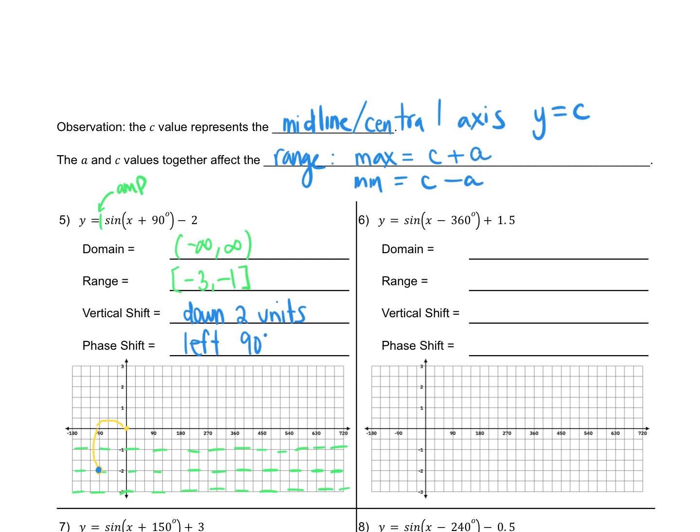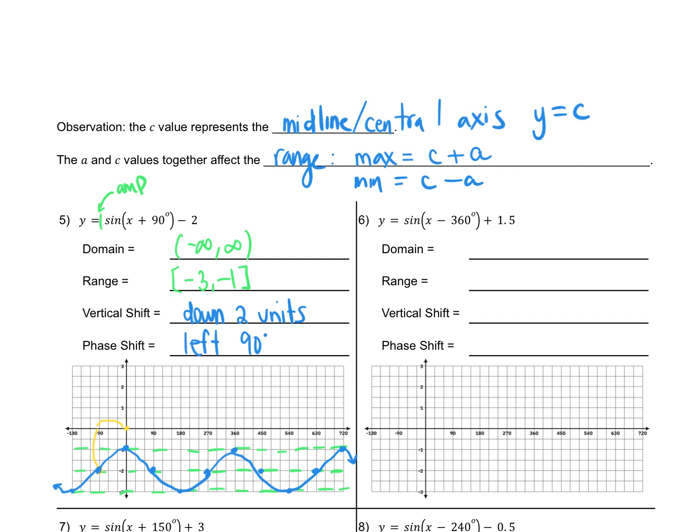Then every key point occurs 90 degrees apart. So from this point, 90 degrees later, I should be at a maximum. 90 degrees later, midline. 90 degrees later, minimum. And then midline. There's my first cycle. And now I can continue the pattern for the rest of it. 90, 90, 90, 90, 90. And I'm just following the wave and in the other direction. And there it is. Let's try one more.